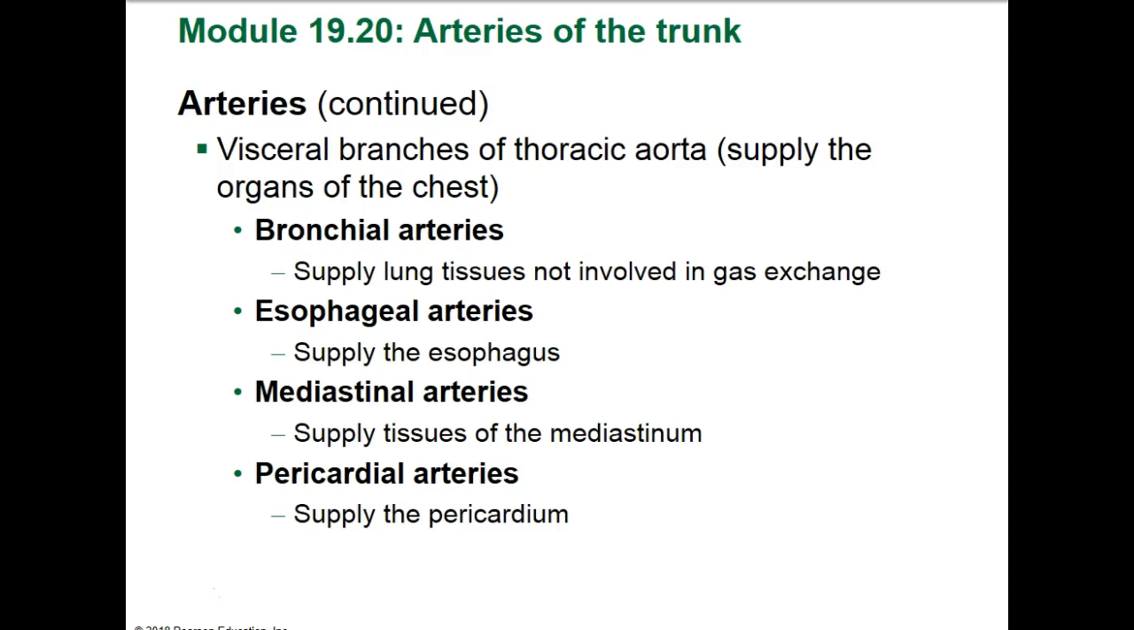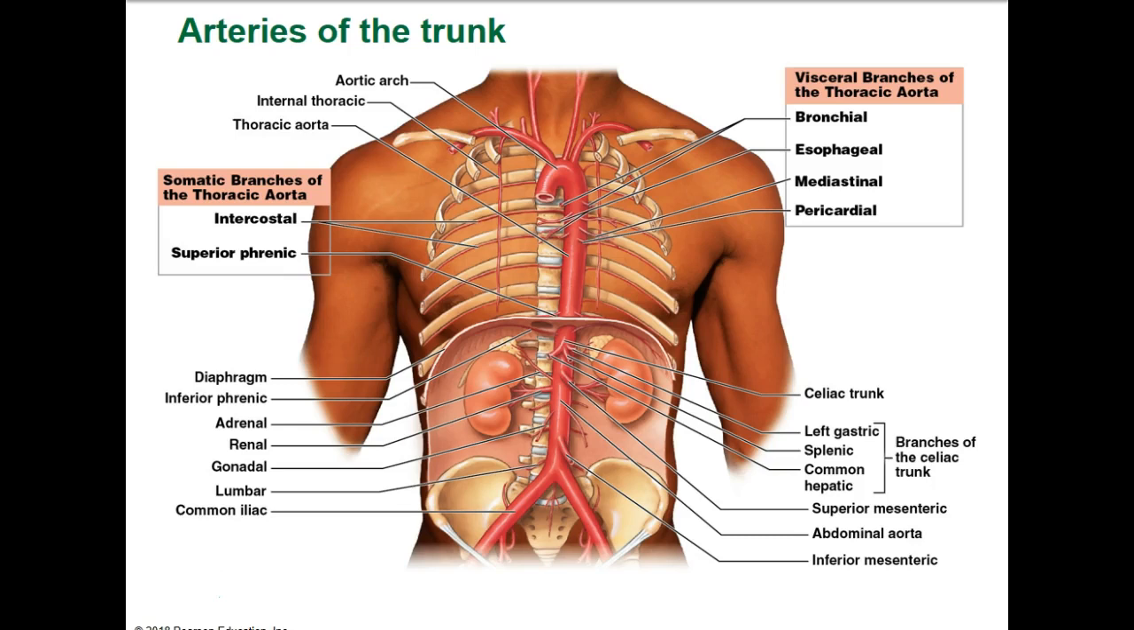The visceral branches of the thoracic aorta, which supply the organs of the chest, include the bronchial arteries that supply the lung tissues that are not involved in gas exchange, the esophageal arteries that supply the esophagus, the mediastinal arteries supplying the tissues of the mediastinum, and the pericardial arteries that supply the pericardium. Those are shown here, along with some others.